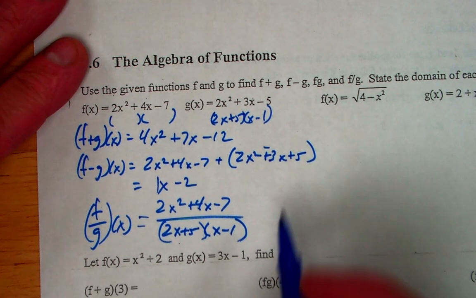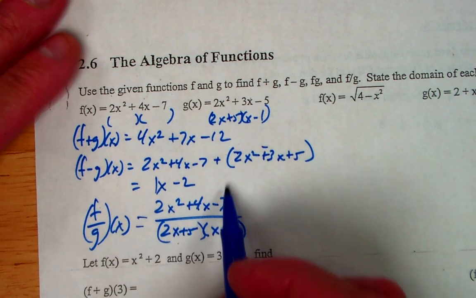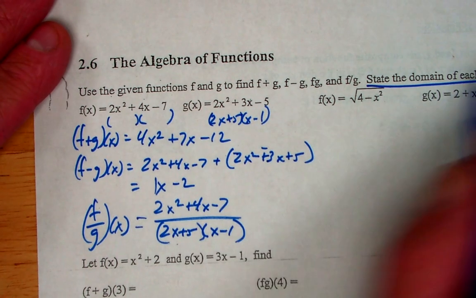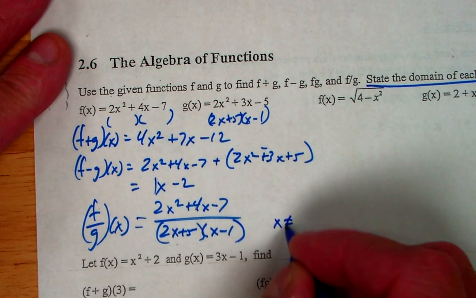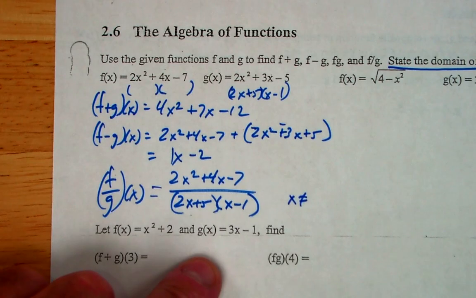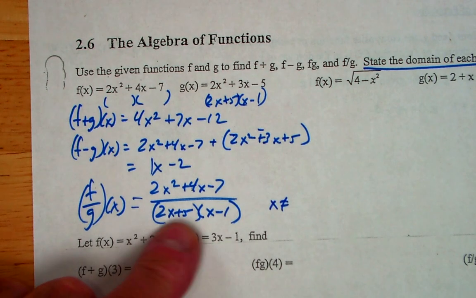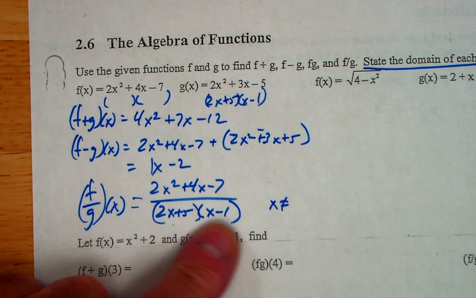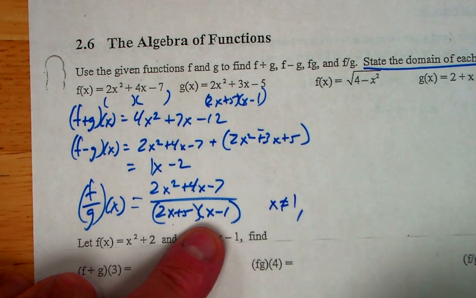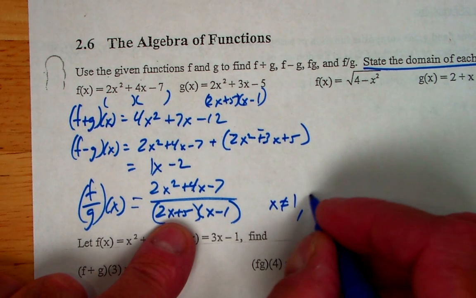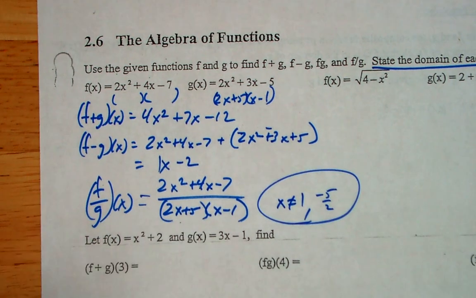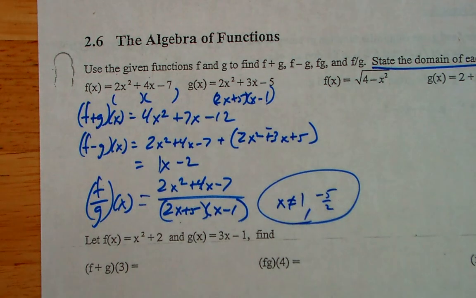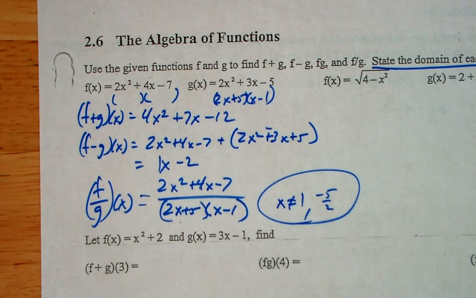Okay. Anyway. So the domains of these are all real numbers, all real numbers, all real numbers. But for this one, x cannot be, what would make the bottom 0? Come on, I've already got it factored for you. 1 and negative 5/2. So I'm making a note that we cannot use either one of those. Can't do it.